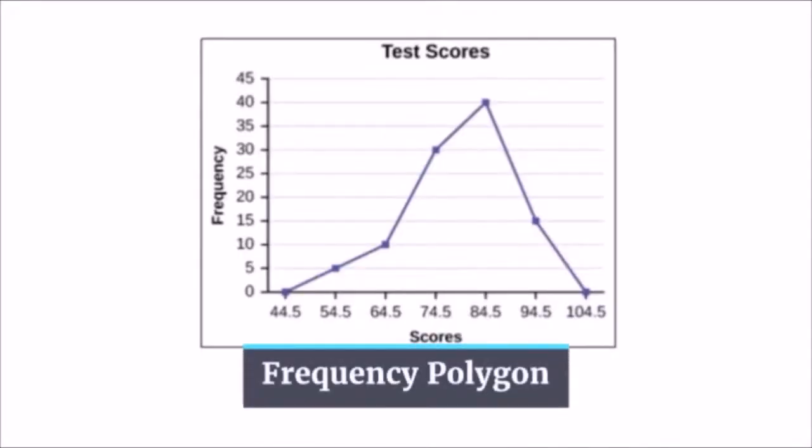A frequency polygon is a graph that displays the data using points which are connected by lines. The frequencies are represented by the heights of the points at the midpoints of the classes. The vertical axis represents the frequency of the distribution, while the horizontal axis represents the midpoints of the frequency distribution.